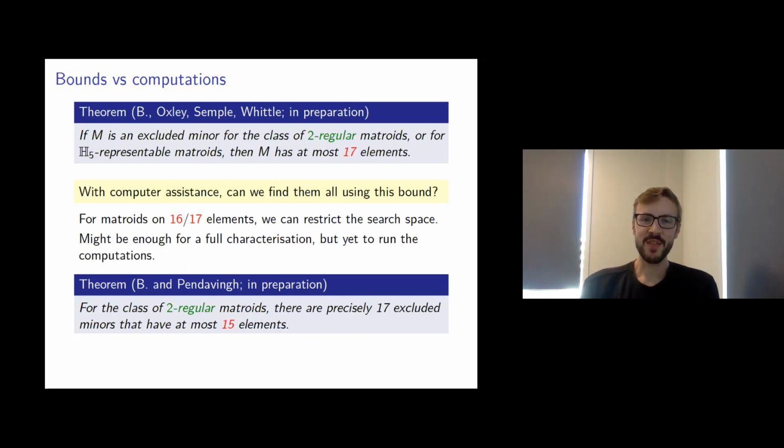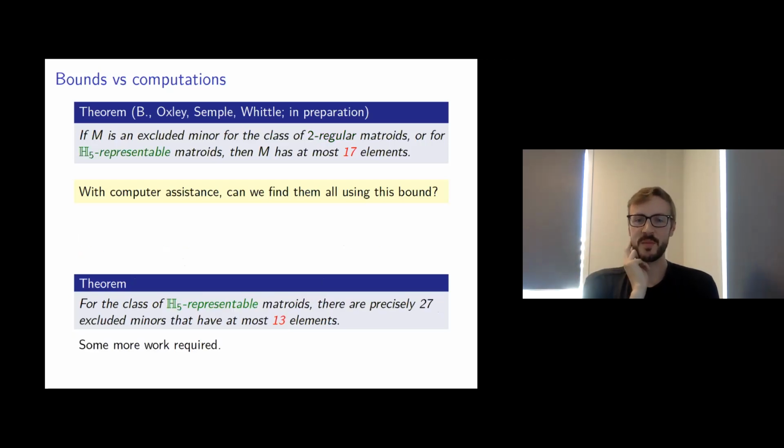For Hydro5, there's still perhaps a bit more work to do. I've computed the excluded minors for this class up to 13 elements, so there's a bit more of a gap, but hopefully again with more work we can close that gap.